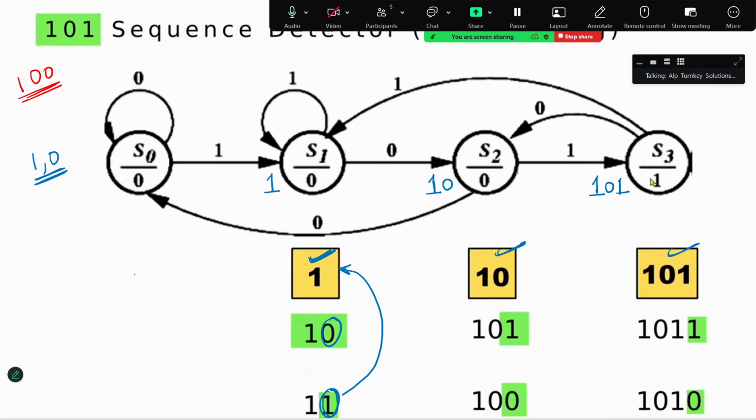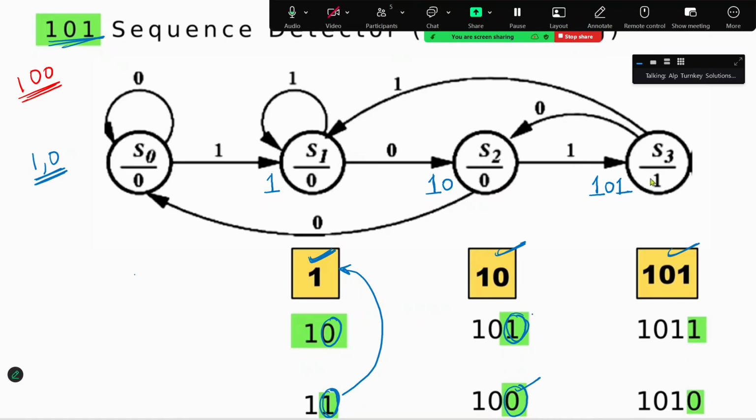At S2 I got 10. Next I can get a 0 or I can get 1. Suppose if it is 1, simply it will go to the next state. Why? Because I'm searching for the 101 sequence. 1, 0, 1 means simply it will go to the next state.